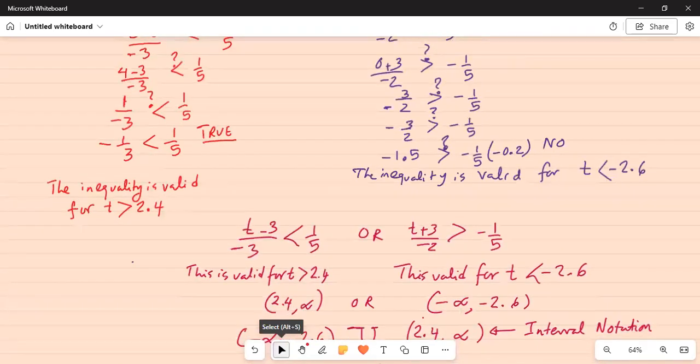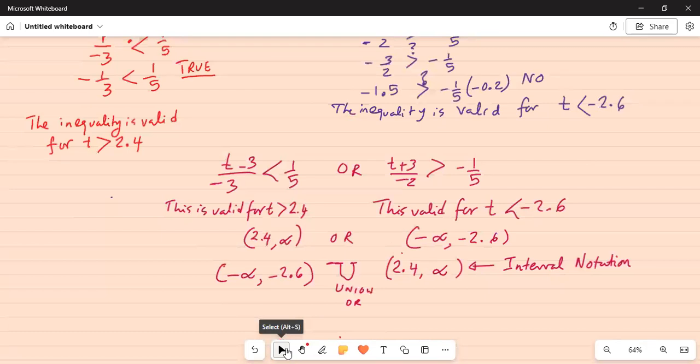So there are two regions. One is from 2.4 to infinity, that's for the left one, and the other one is minus infinity to minus 2.6. And you write it as a compound interval. So how do you do that? You first write the negative on the left, minus infinity to minus 2.6, then 'or' union it with the other one on the right, which is 2.4 to infinity.